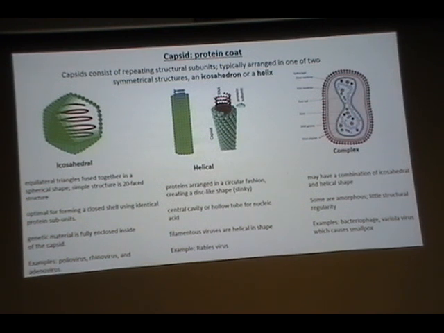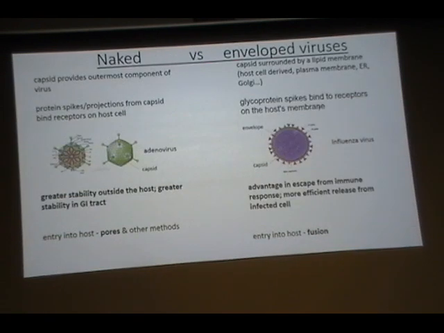Other viruses use this sort of helical structure, and they arrange it in this circular fashion that you see here. This is a filamentous type structure that one can see. And then other viruses have more of a complex structure that doesn't really fit into either of these categories. The virus that causes smallpox is one example of a complex virus.